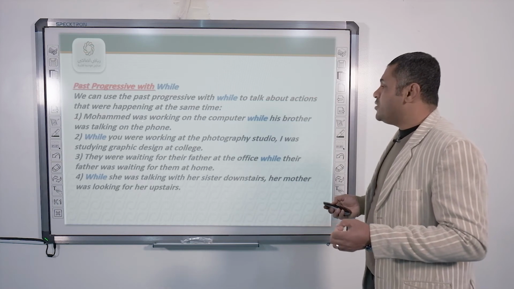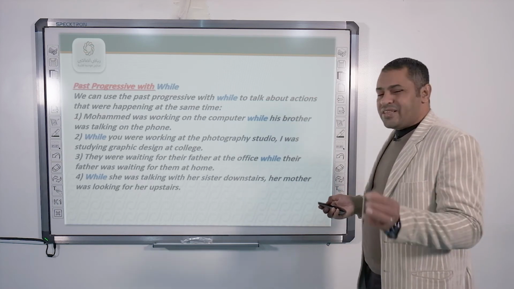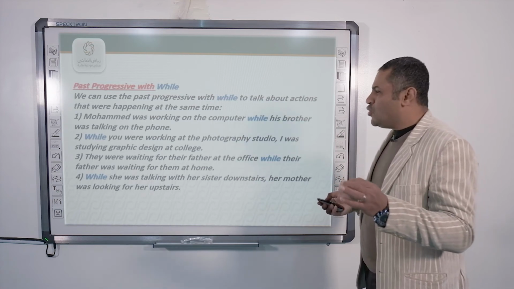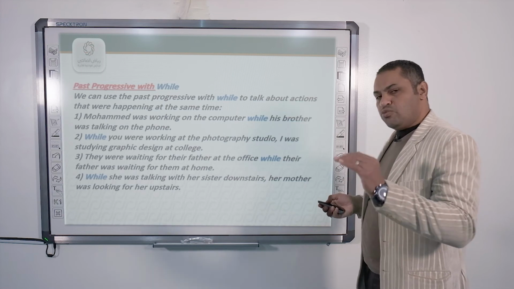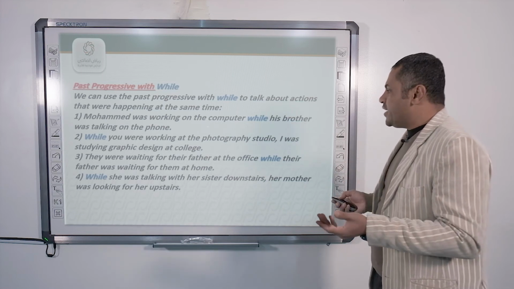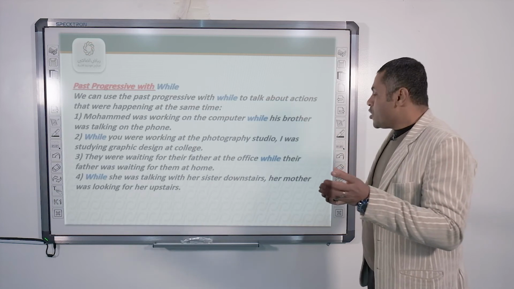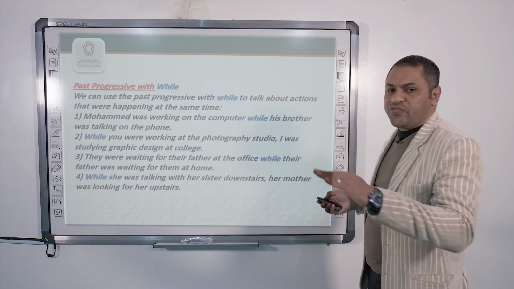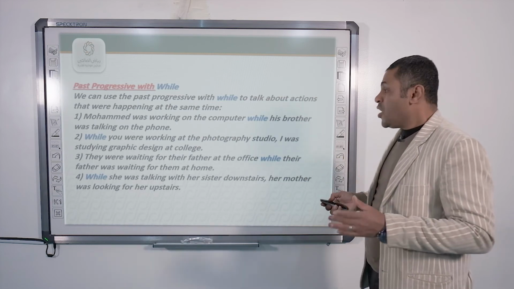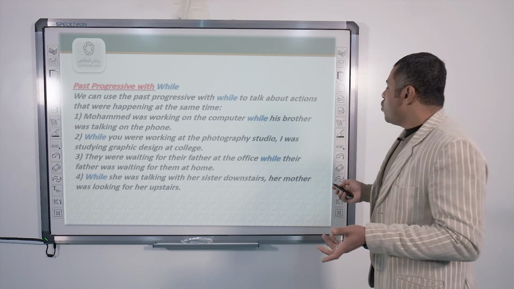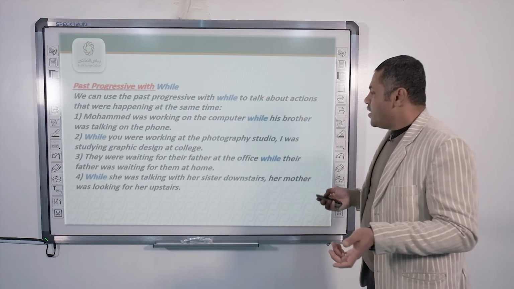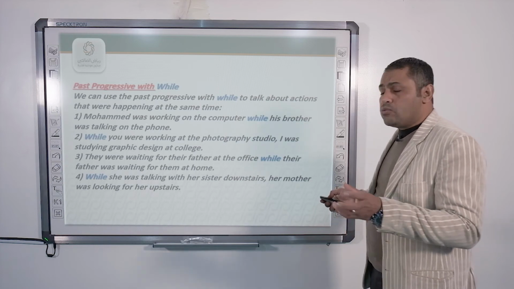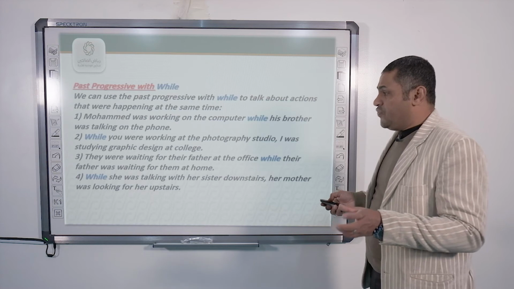Number 1, Muhammad was working on the computer. محمد كان مستمرا في العمل على الكمبيوتر. Was working. Was والverb ing يبقى ده ماضي مستمر. شيء كان مستمر في وقت معين في الماضي. Was working on the computer while، أثناء، ممكن نقول أثناء ما شيء حدث فجأة، وممكن نقول أثناء ما كان فيه شيء آخر متزامن في نفس التوقيت مستمر في الحدوث أيضا. Muhammad was working on the computer while his brother was talking on the phone. أثناء ما كان أخوه بيتحدث على الهاتف. يبقى إذن هنا الاثنين كانوا مستمرين في نفس الأفعال في نفس التوقيت.